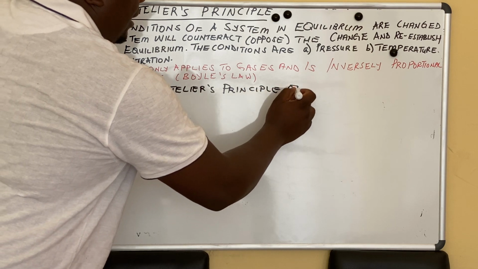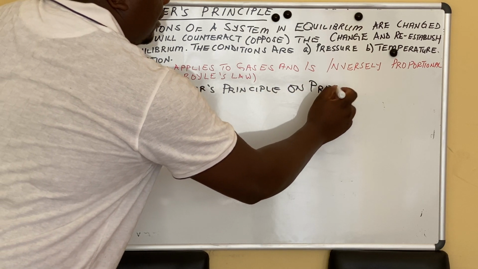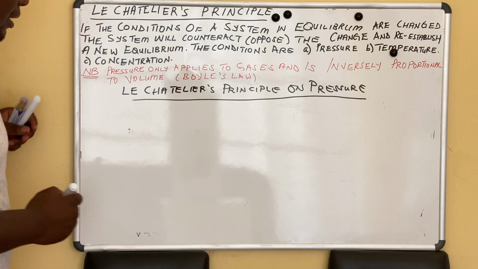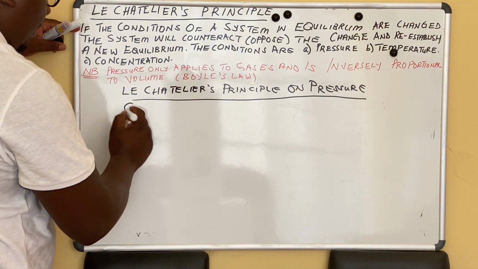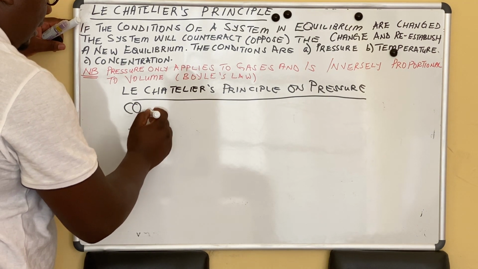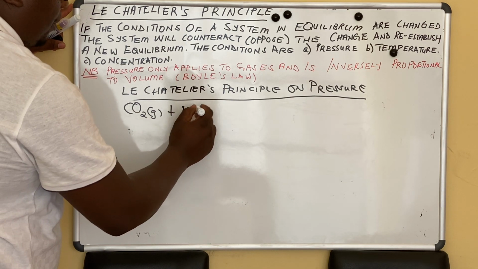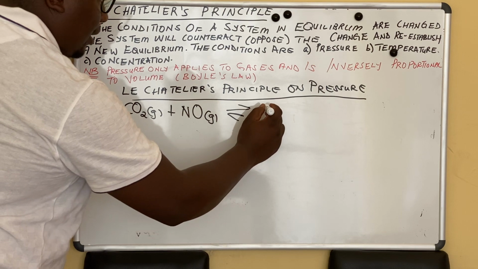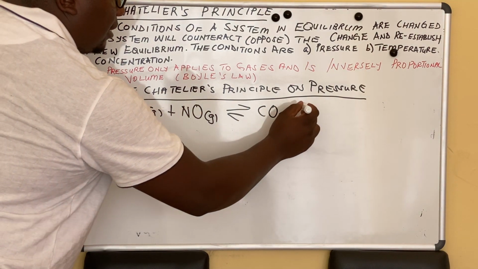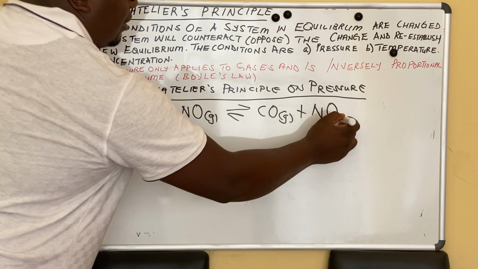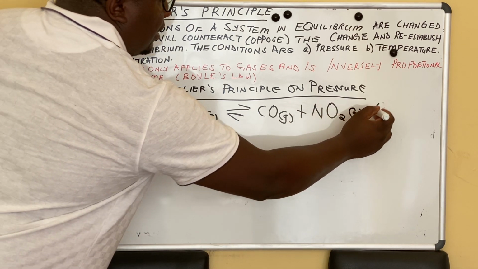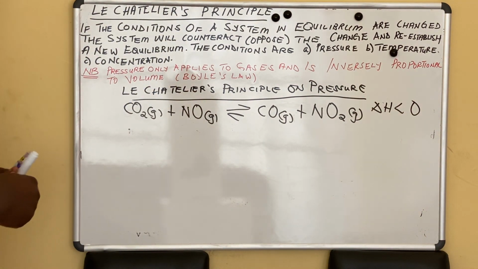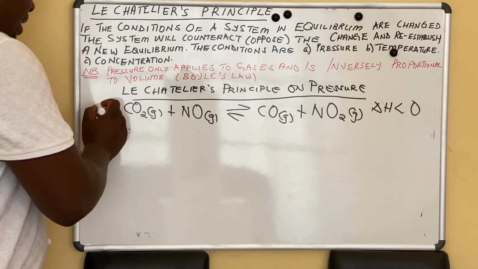When we are focusing on pressure, let us look at that first scenario. So in order to understand this, I'm going to write an equation here. Carbon dioxide gas plus nitrogen monoxide gas, reversible reaction sign, gives carbon monoxide gas plus nitrogen dioxide gas, and then delta H is less than 0. Let us say that is my equation there. I'm going to call it equation A.